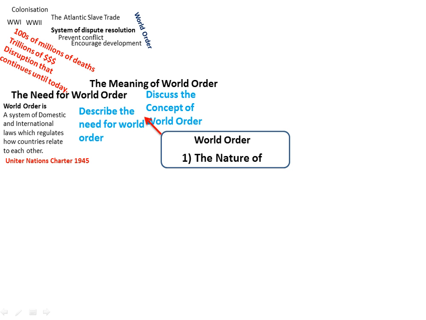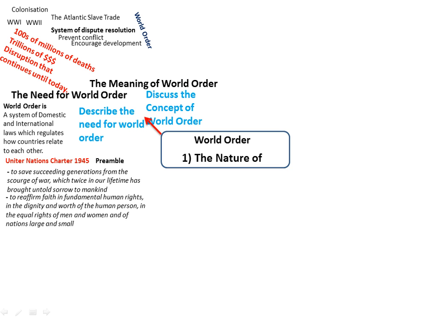So the current system we have is the United Nations Charter 1945. We'll talk about that more in a bit, but that's the current system of world order. It's established under that piece of international law. It outlines exactly what it sets out to do in the preamble. There's 4 points. I'm going to fly through that very quickly. The first point says to save succeeding generations from the scourge of war, which twice in our lifetime has brought untold sorrow to mankind. This is a direct reference to World War I and World War II and the immense devastation that was brought on the world, and this commitment never to let that happen again.